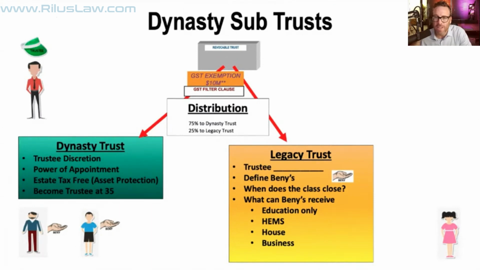It's not that I don't like these legacy style trusts. They're just a lot more complicated. That means extra fees. It means a lot more time and money to set this up. It also means a lot more time and money to administer these trusts.